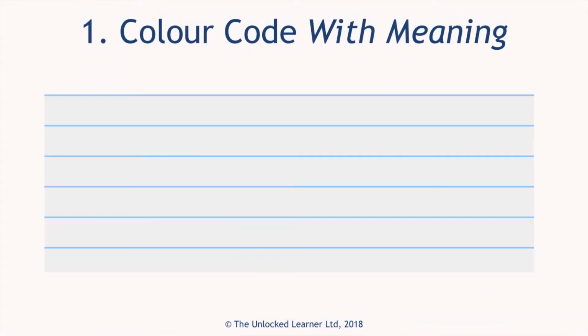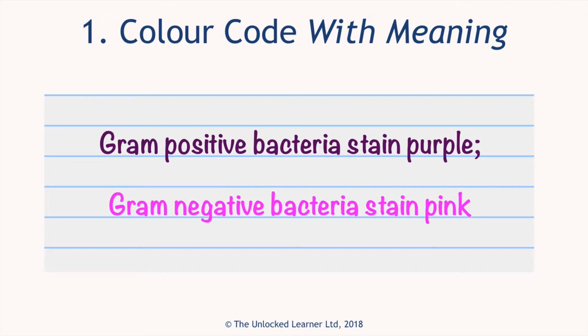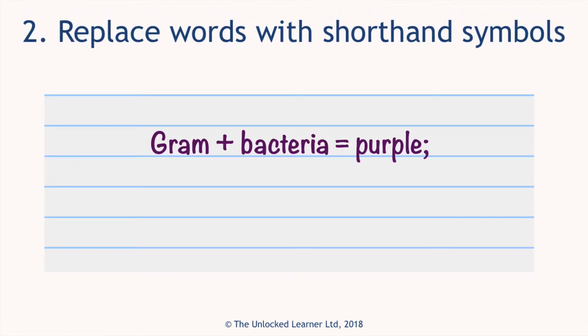So the very first strategy was to apply meaningful colour coding to the information, so we changed the green text to purple and pink. That immediately creates a much stronger visual link. The second strategy was to reduce the amount of text to memorise by replacing as many words as we could with shorthand symbols. So positive got turned into a plus sign, negative into a minus sign, and we used the equal sign to indicate the relationship.